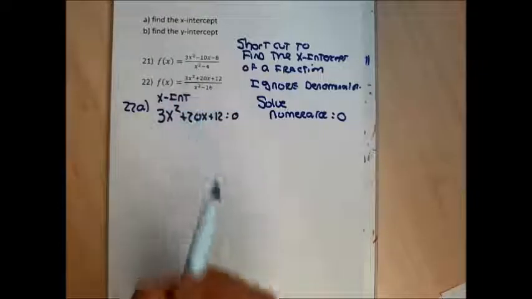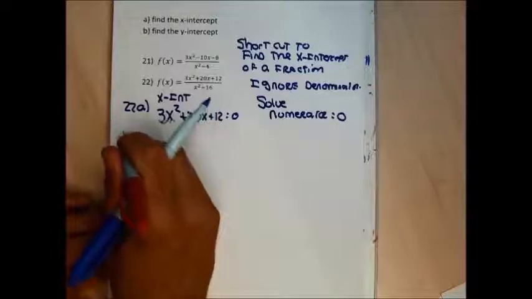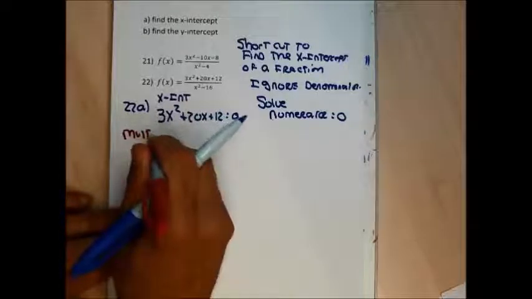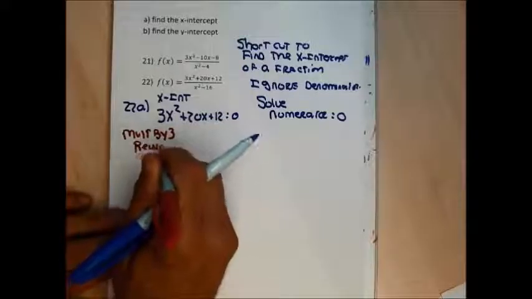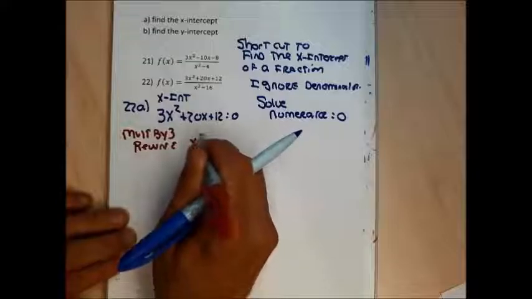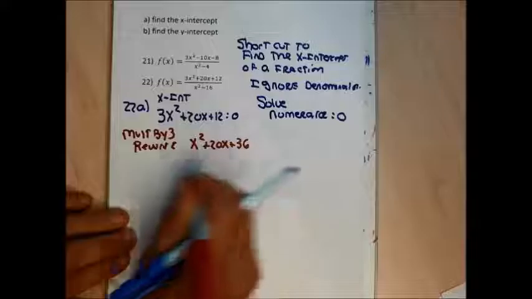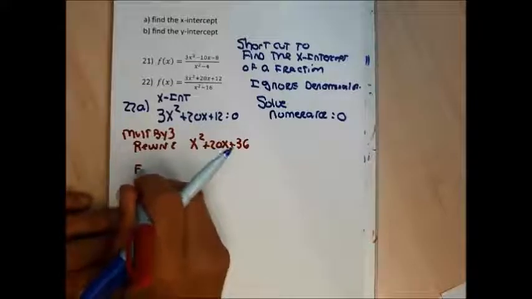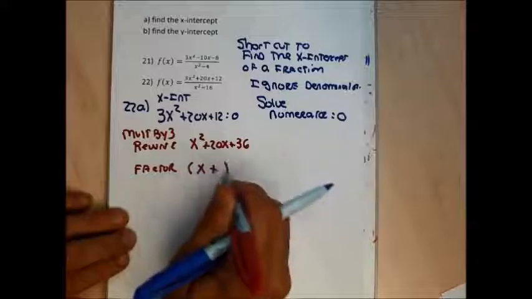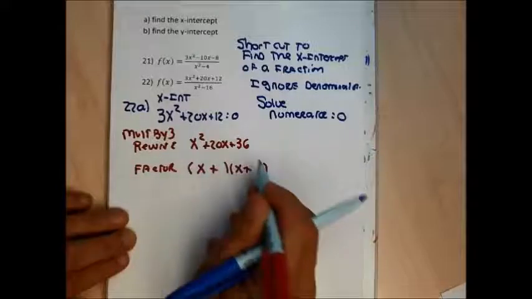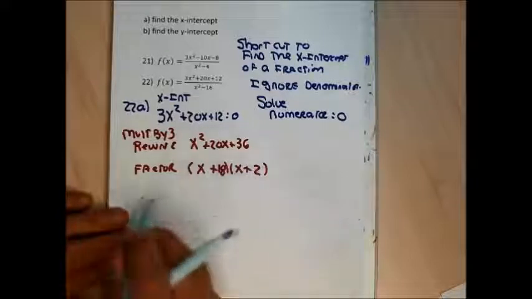And I need to solve this by factoring, so I'm going to do bottoms-up factoring. First step in my factoring is I'm going to multiply by 3 and rewrite. That's going to give me x squared plus 20x plus 36. Then I'm going to factor. This is a double plus. The last have to multiply to 36 and add to 20. That's going to be 18 and 2.